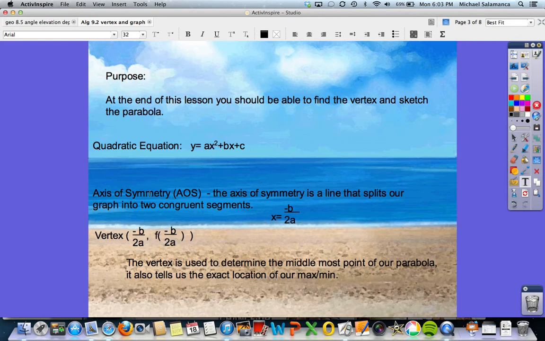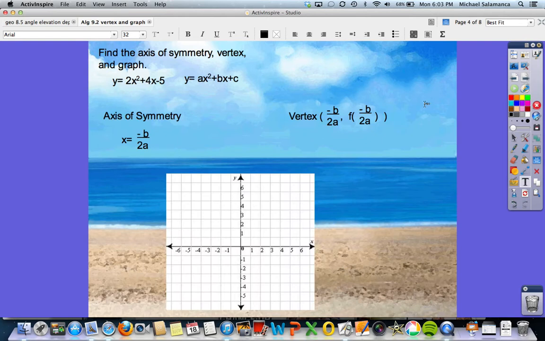Next, we're going to introduce the axis of symmetry, or the AOS. Now the axis of symmetry is a line that splits our graph into two congruent segments. The vertex, which is given by the formula negative b divided by 2a, comma f of negative b divided by 2a, is the ordered pair that we use to find where both sides of the parabola are going to meet. And this usually gives us our max or our min value. Don't worry if it doesn't exactly make sense. We'll explain it with pictures in a second.